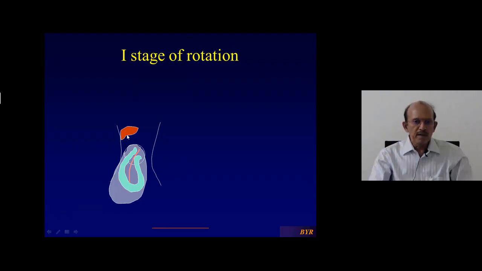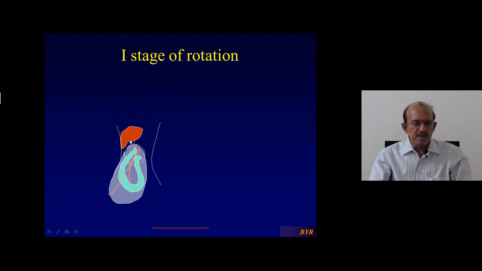Now, at the 5th week of intrauterine life, the liver starts developing. It is enlarging in size. This is in the umbilicus. Midgut is in the umbilicus. The umbilical vein is there. We have seen the umbilical vein goes and joins the portal vein. As the liver is developing, what happens is it drags the umbilical vein to the right. The umbilical vein is dragged to the right.